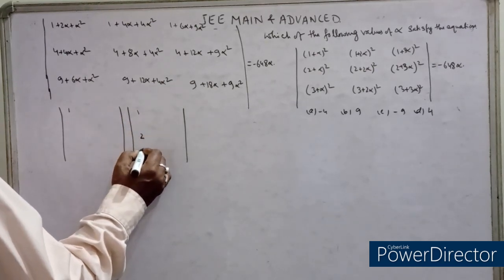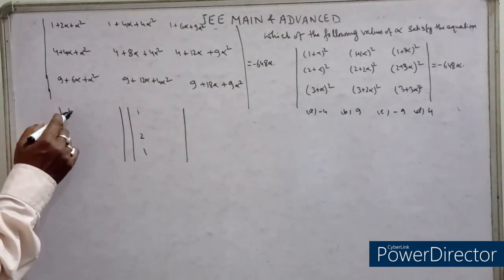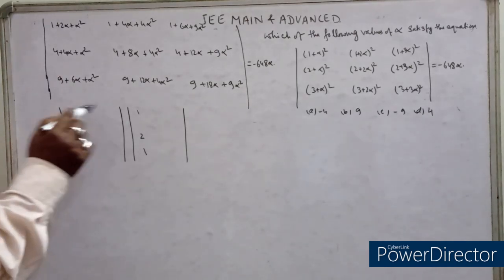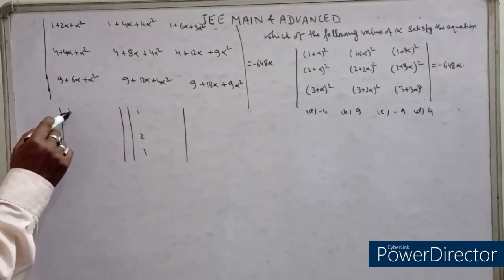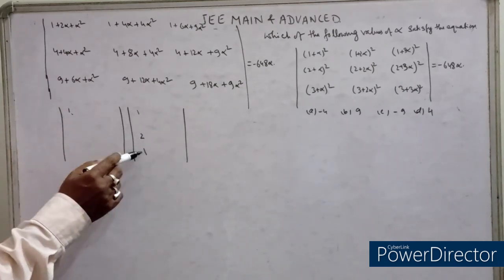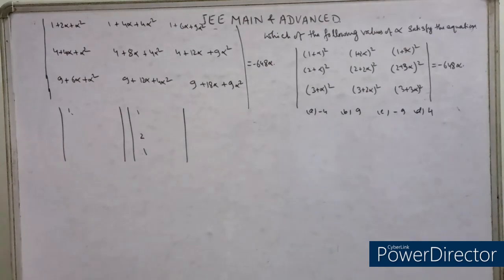So here you see 1 into 1. I am taking the help of matrix multiplication. It is a determinant, but I am going to take the help of matrix multiplication. Here you see a matrix multiplication: 1 into this, 2 into 1, plus 1 into 2 plus 1 into 1. You get this.